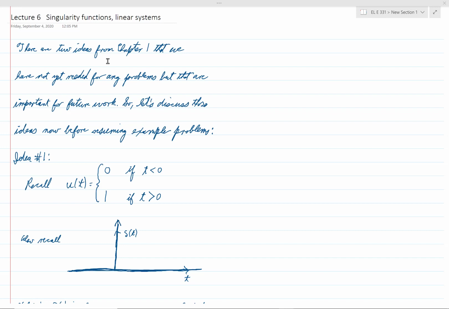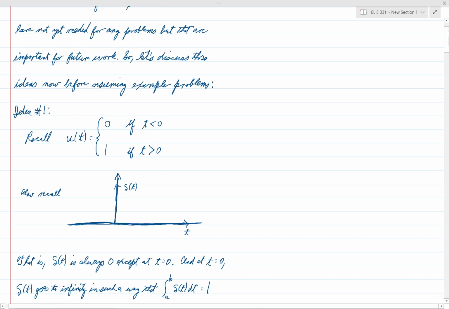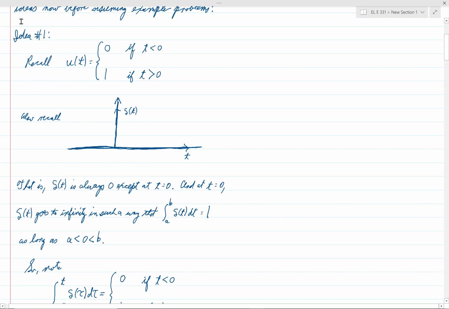So first we talk a little more about singularity functions. There are a couple of ideas from chapter 1 that we have not needed for any of our problems yet, but these ideas will be very useful in the very near future, so we will discuss them now. The first idea, I'm going to introduce it in this way.